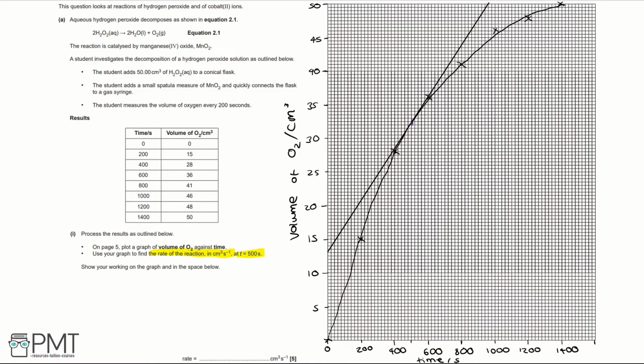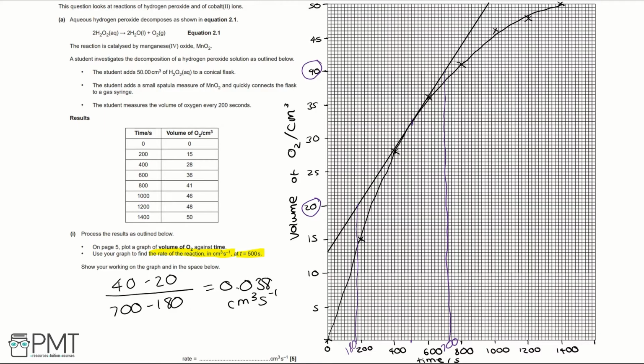Then, to work out the rate of reaction, we need to work out the gradient of the tangent. So if we take point 40 on the tangent and follow it down to the x-axis, we get 700. And then taking point 20 on the tangent, following this down, we get 180. So the gradient is the change in y over the change in x. So that would be 40 minus 20 divided by 700 minus 180, which gives us a rate of reaction of 0.038 centimeters cubed per second at t equals 500 seconds, writing this on the answer line.